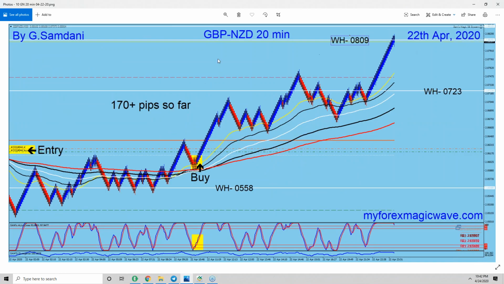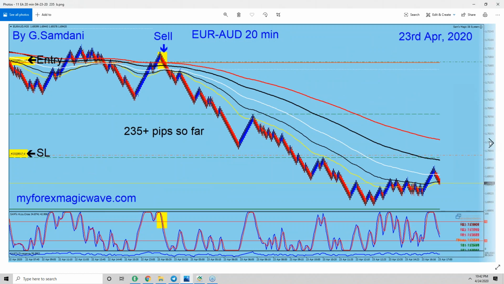On the 22nd, Pound Kiwi, after coming down here, wobbled around and went up again, big time. You can see 170 pips to the upside. That's a big one here, right? And here you can see on the 23rd, the 22nd was only one trade. On the 23rd, this Euro Aussie, after going up, then it reverses, and look, this is 235 pips to the downside.